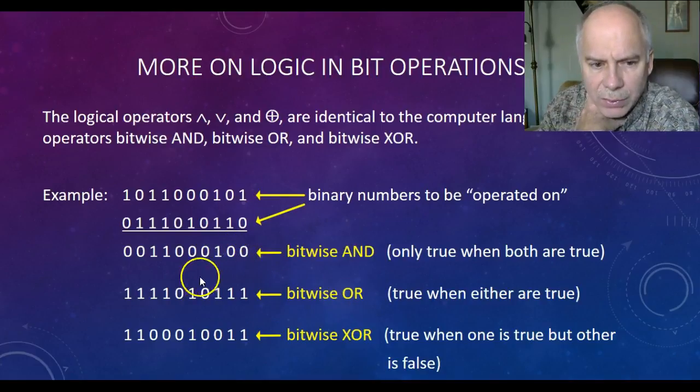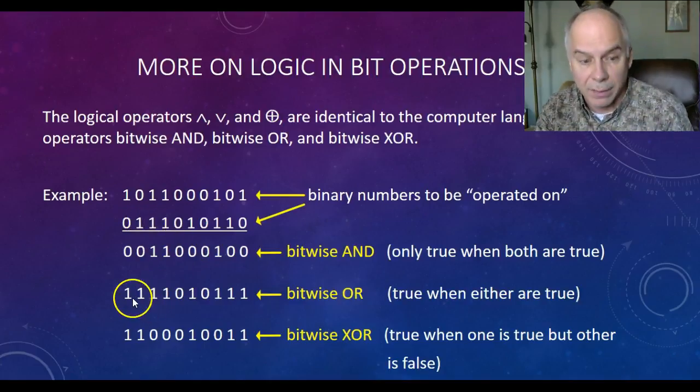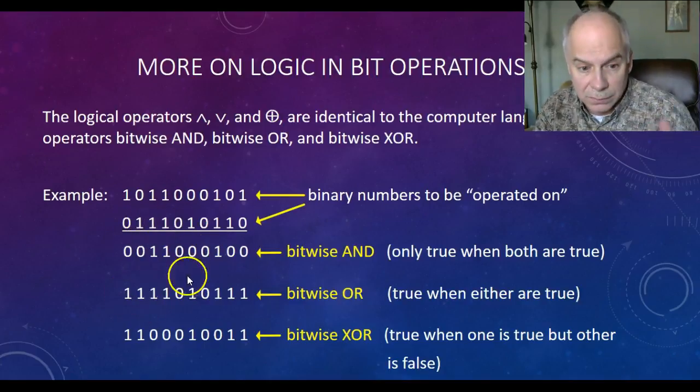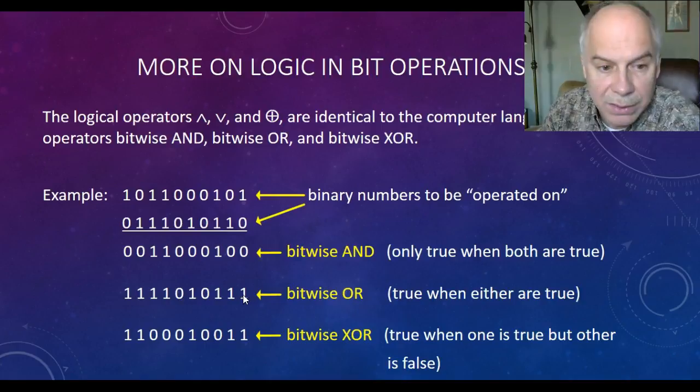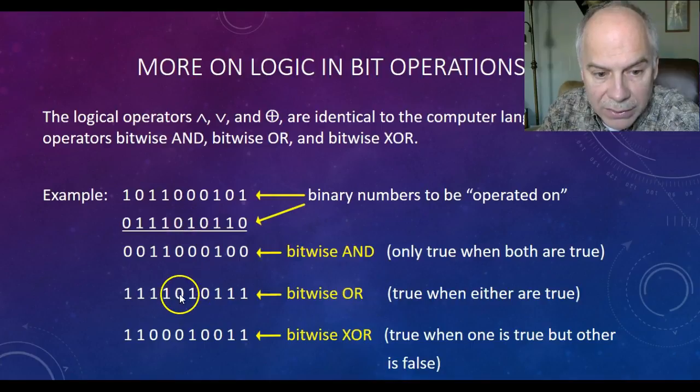Now the OR situation is either one or the other. So you can see that you have a lot more ones than zeros. The only time when it's not is when both of them are 0, then you have a 0. In the case of this, the 5th column or the 7th column.